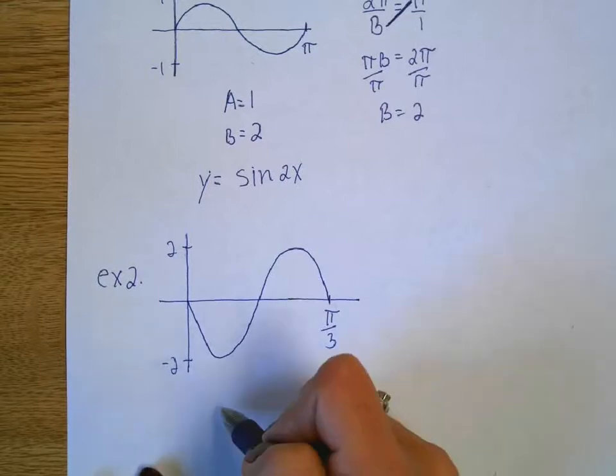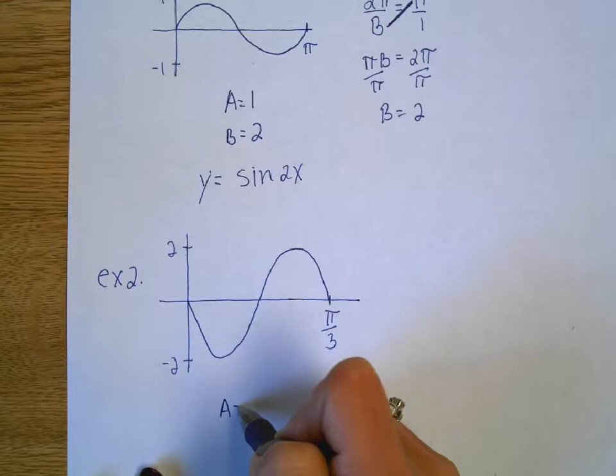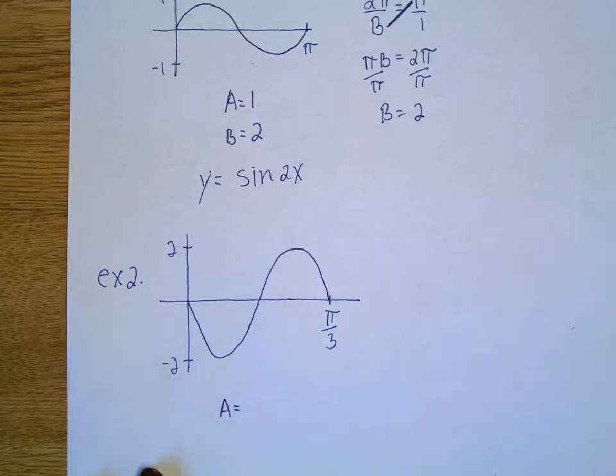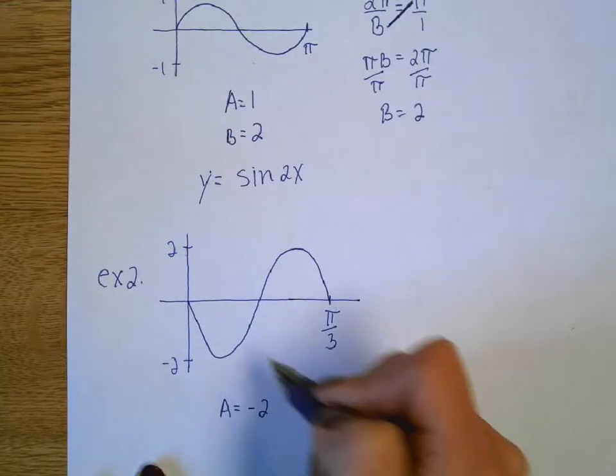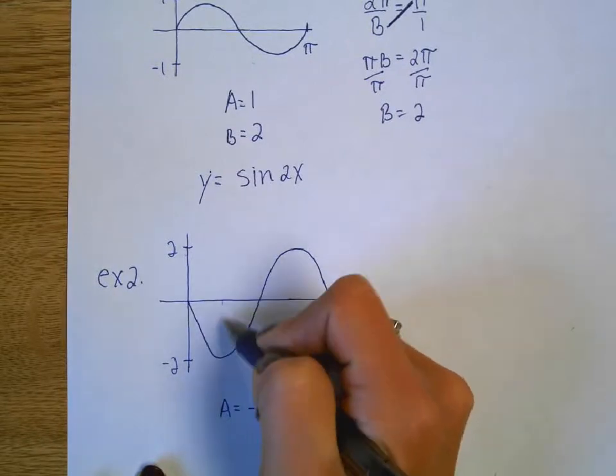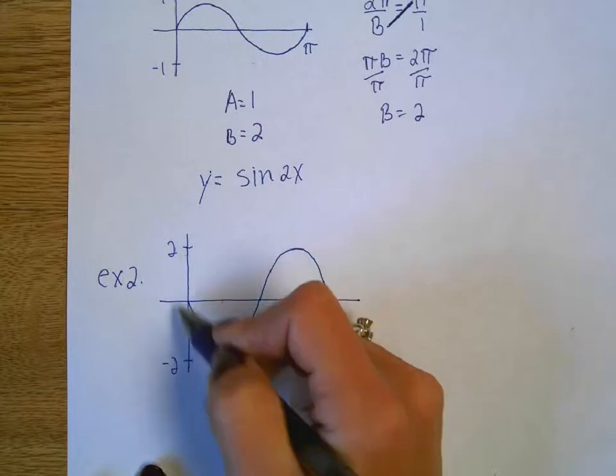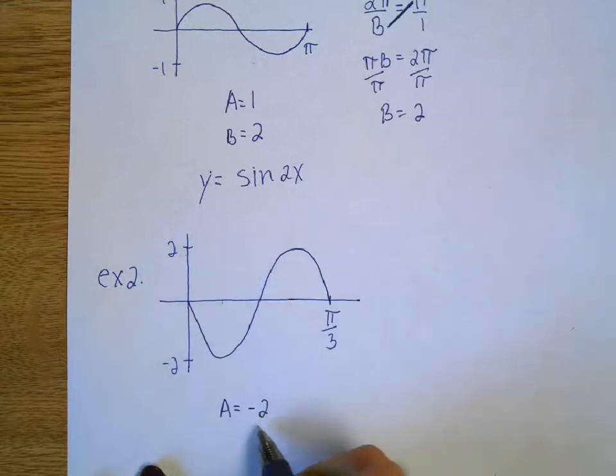Do we know the A? Let's start with the A. A is easy to pick out of the graph. -2. Do we agree that A is going to be a -2? Because it's flipped over. The distance is 2, so the amplitude is 2. But because it's flipped, I know my A value is negative 2. If I had asked what's the amplitude, you'd say 2.